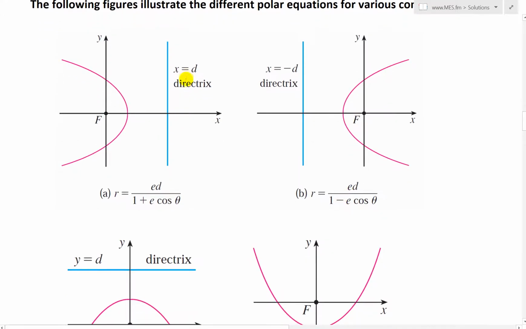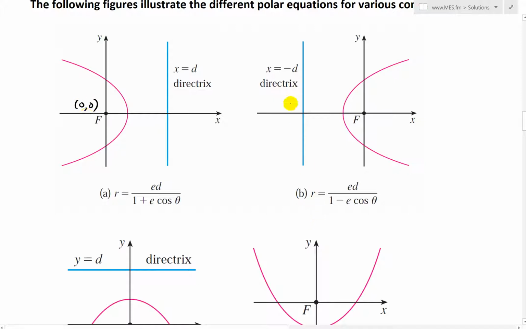So here, the line x equals d, the directrix, is over at this point. We have r equals e d divided by 1 plus e cos theta. And again, this is at the origin. Remember, the focus is always at the origin over there for these polar equations, as above.